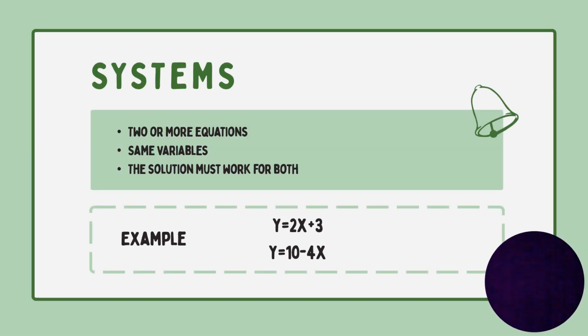The last type of algebraic statement is called a system. A system is made up of two or more equations that use the same variables. The solution to a system must work for all of the equations at the same time. So let's look at this example here. We have y equals 2x plus 3 and y equals 10 minus 4x. To solve a system, we are looking for values of x and y that make both equations true at the same time.